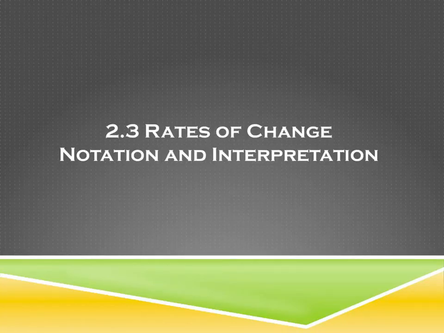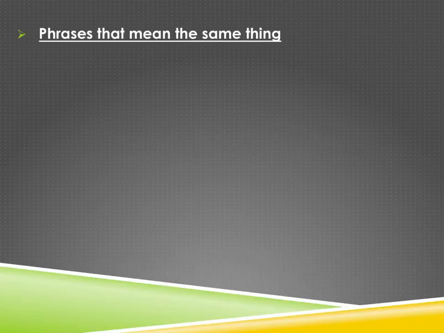So we're going to start section 2.3. We won't finish it, but we're going to give it a start here today. Rates of change, and we're going to talk about notation and interpretation. Now, I mentioned in the last section, 2.2, that this phrase, instantaneous rate of change, also meant the slope of a curve at a point. And I said these are sort of interchangeable phrases. And I also mentioned that there's a lot more interchangeable phrases than just those two.